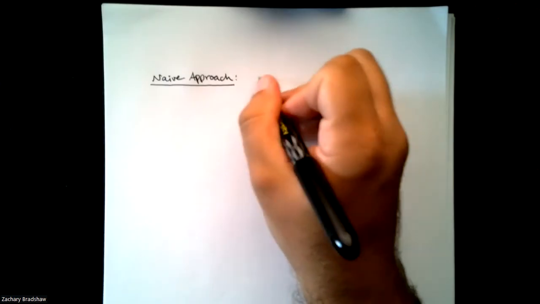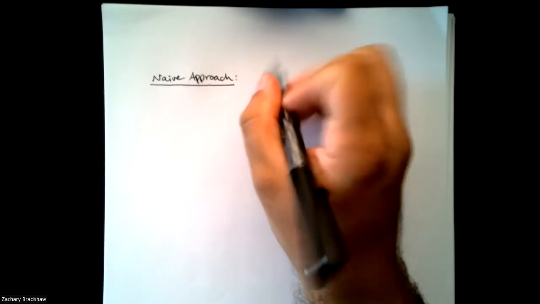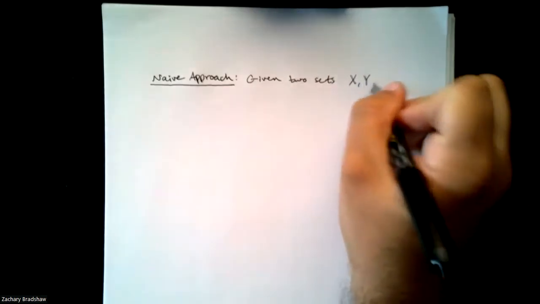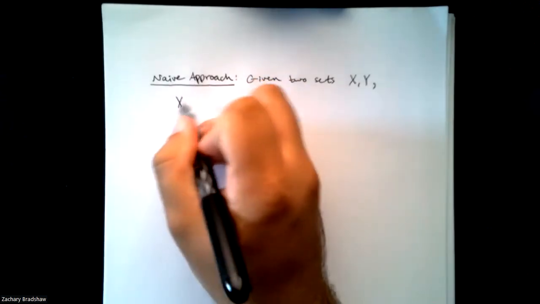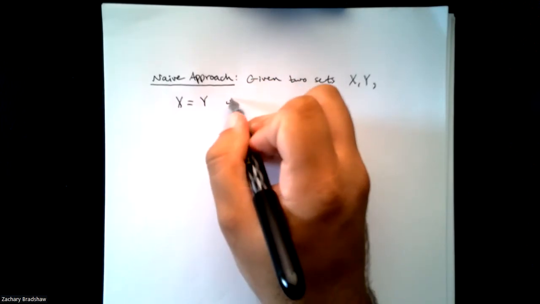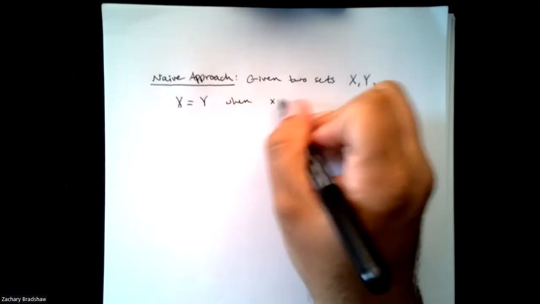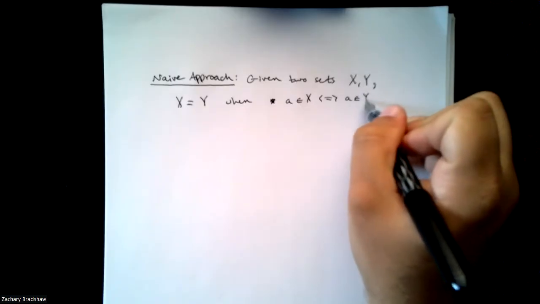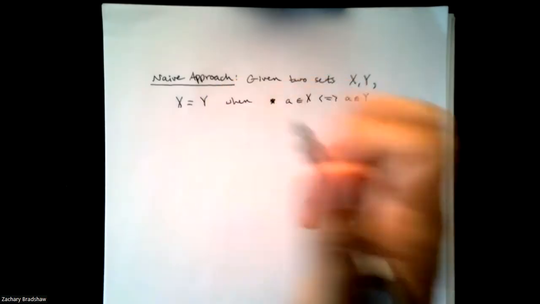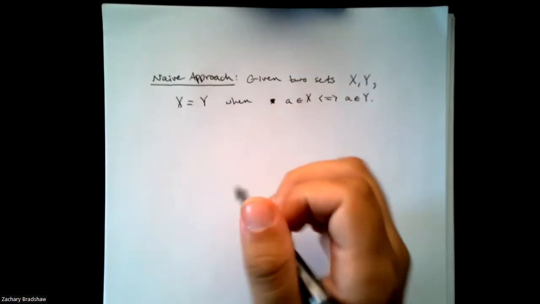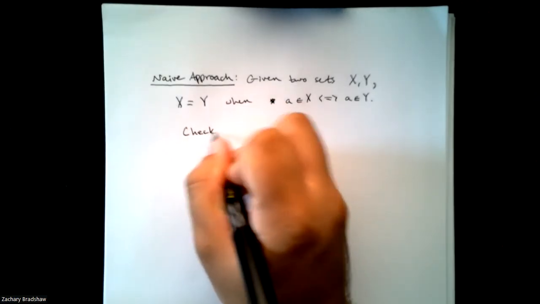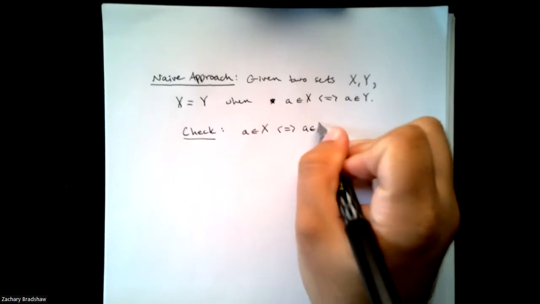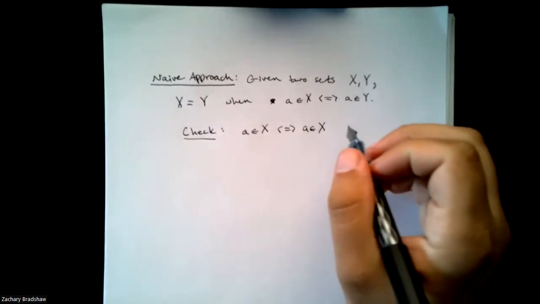We could say that given two sets X, Y, X is equal to Y when, let me use a different letter other than x, let's say a is in X if and only if a is in Y. Okay, so this is indeed a perfectly good equivalence relation. We could check that. So we have reflexivity, because a is certainly in X if and only if a is in X. So this equal sign is certainly reflexive.